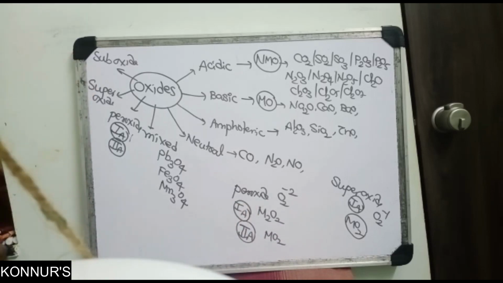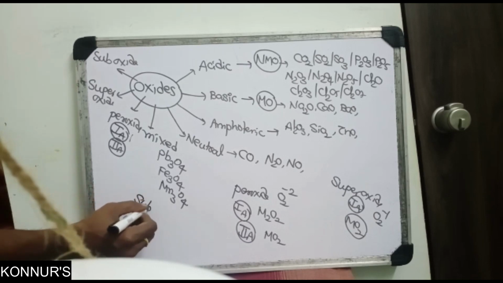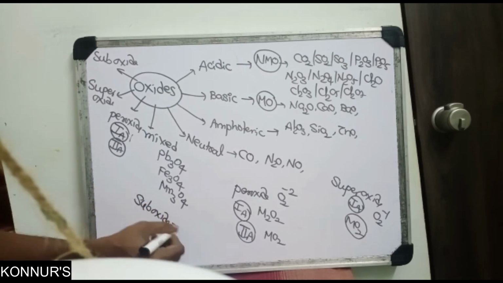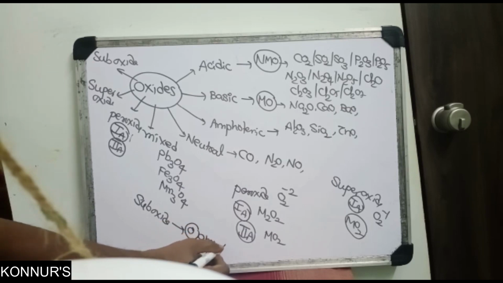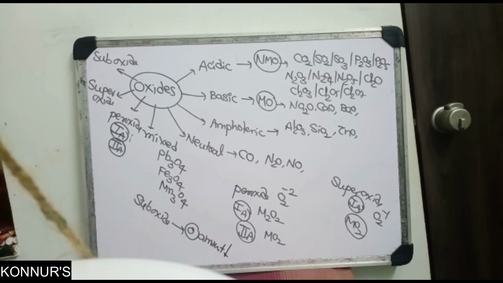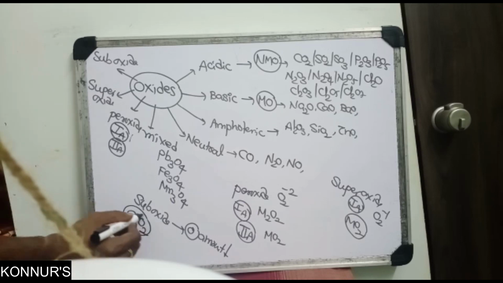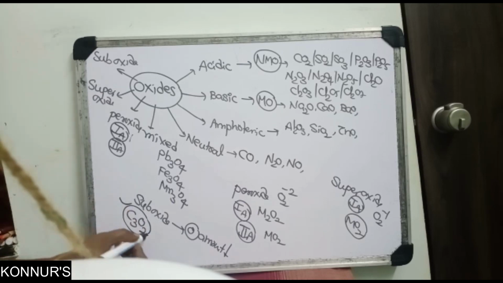Next, suboxide. Suboxide means the oxygen amount is less compared to the normal compound. So C3O2, one famous example, is a suboxide. Suppose you take N2O. So N2O also, two nitrogens will be there. So that is N2O, Pb2O.